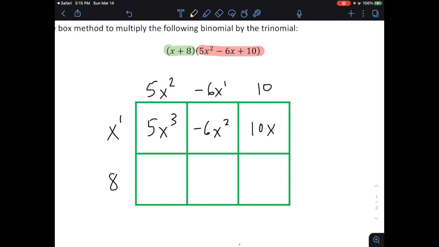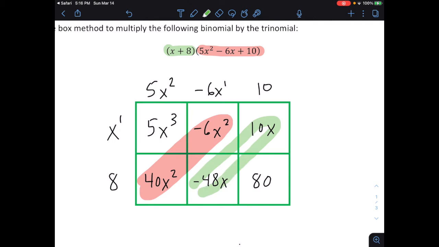And then if we go across the bottom, 8 times 5 is 40, so we have 40x squared. And then 8 times negative 6 is negative 48, and we just put the x without the 1. And then 8 times 10 is 80. And with this one, when we multiply binomials, we would combine the two terms that were on the diagonal. But in this case now, we have squared terms here that we need to combine, and we also have just x terms here that we need to combine.